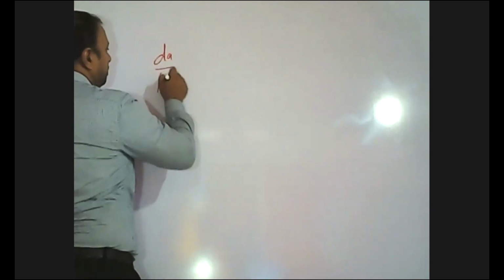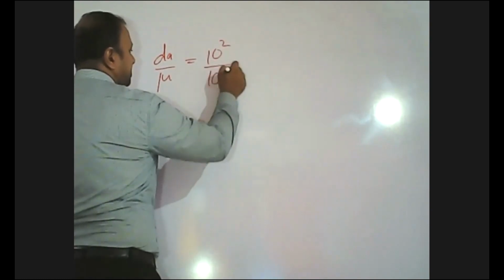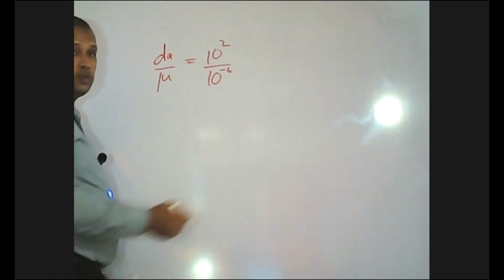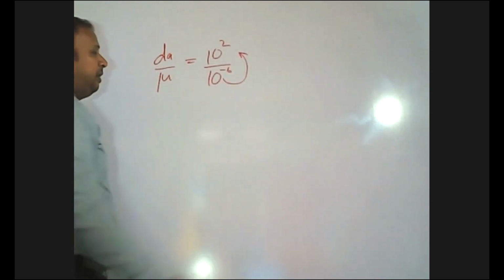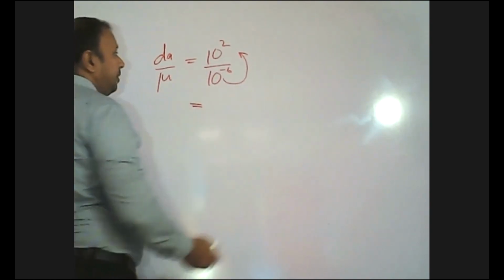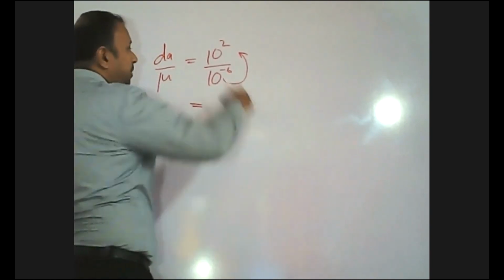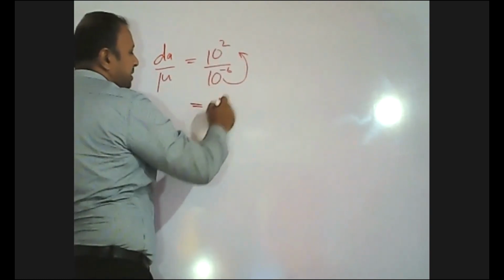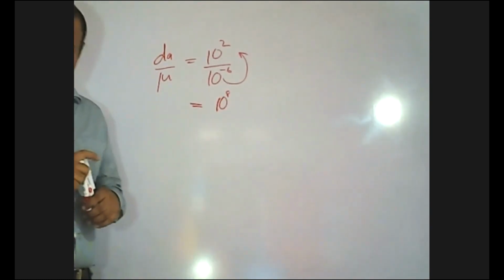Deca over micro. So 10 to the power 2 here, 10 to the power minus 6 in the denominator. I have to bring this value into the numerator when simplifying. If I bring this value into the numerator, it becomes plus 6. So plus 6 and 2 means plus 8. So 10 to the power 8.